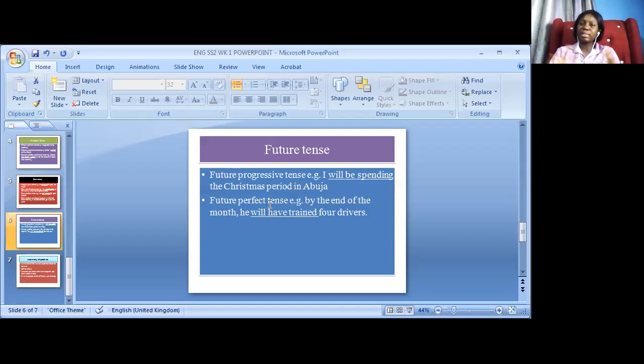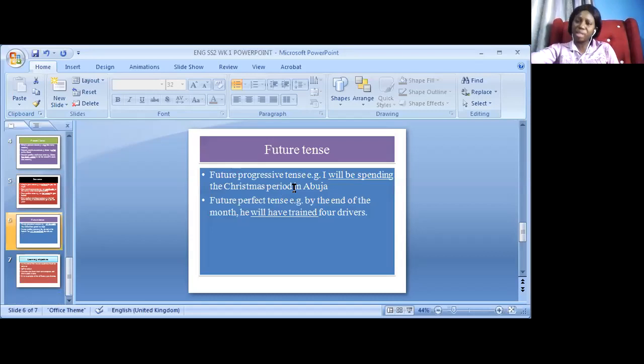Now, "I will be spending" shows that it will take a time, not that I'm just going to spend a day. Even the fact that it's a Christmas period shows that it's going to take a while, probably two, three days. So the individual will be spending the Christmas period in Abuja.